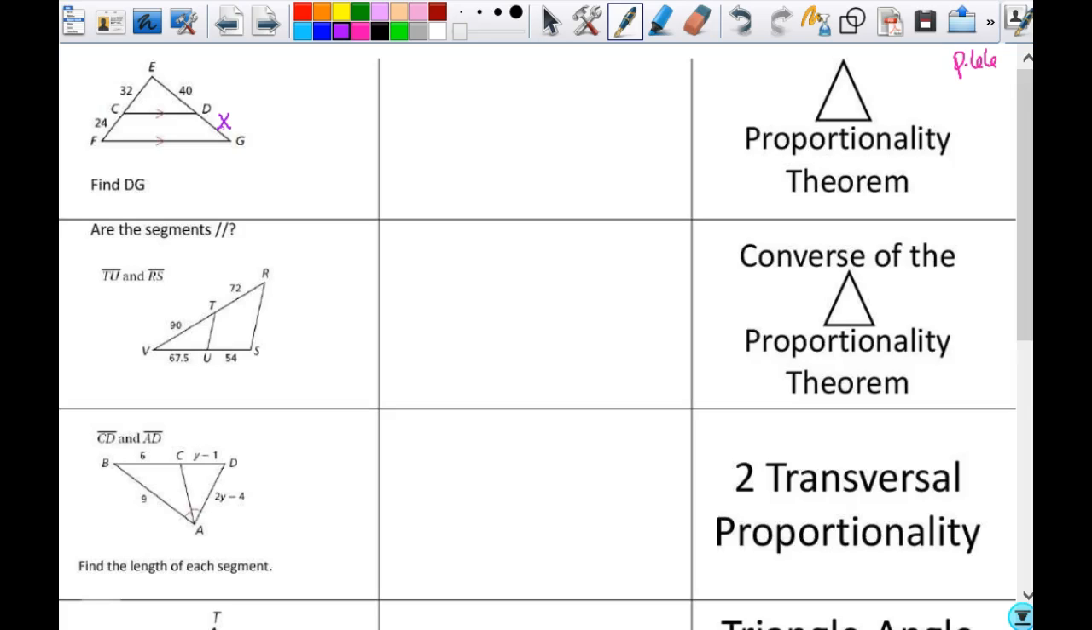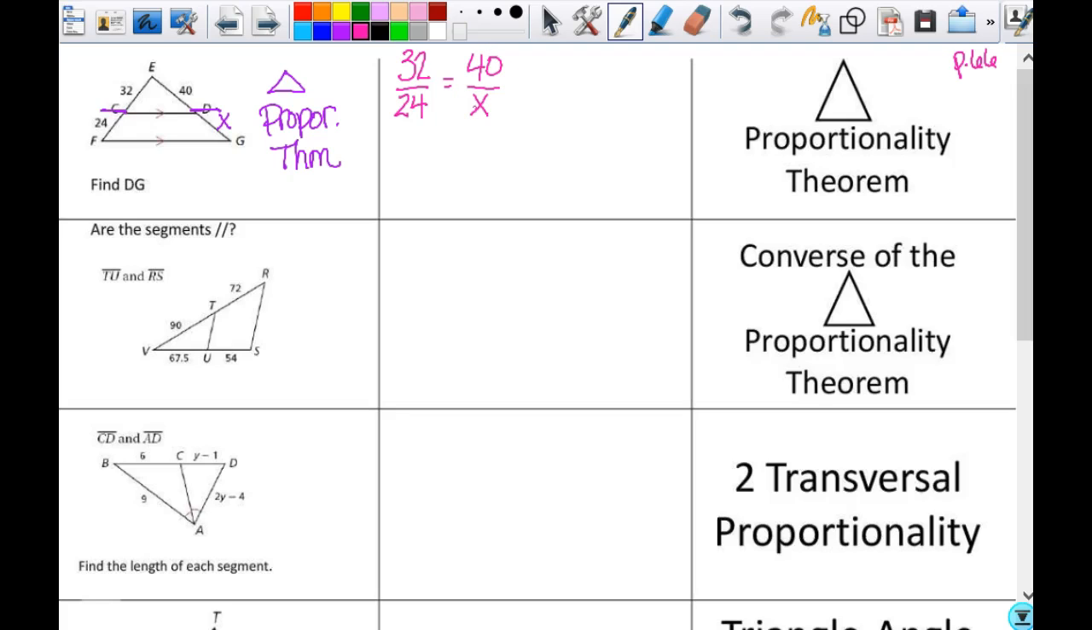The first one. This is the triangle proportionality theorem, right? Because this is parallel, which means that these are divided proportionally, so there's my little fraction there, right? So I'm going to use the triangle proportionality theorem to do this. So I can set up my proportion. 32 over 24 equals 40 over X. Okay.